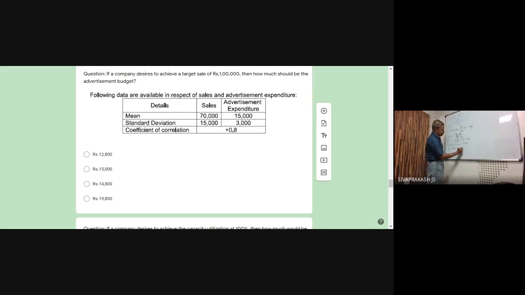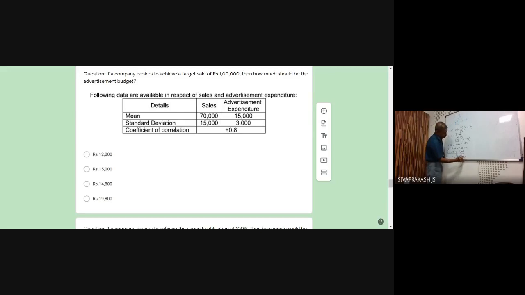Minus 11.2 plus 15. So Y is equal to 0.16X plus 3.8. This is the equation. Now they give the X value as 1 lakh. Since we have eliminated all the thousands, let me take this as 100. So 0.16 into 100 plus 3.8. So the answer is 19.8.